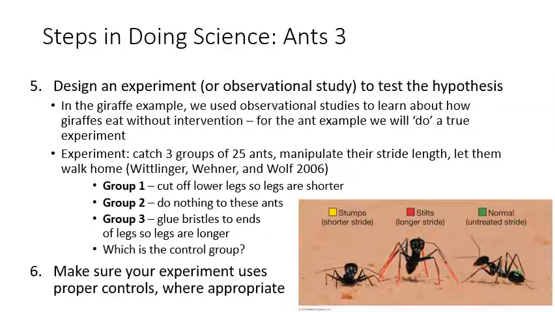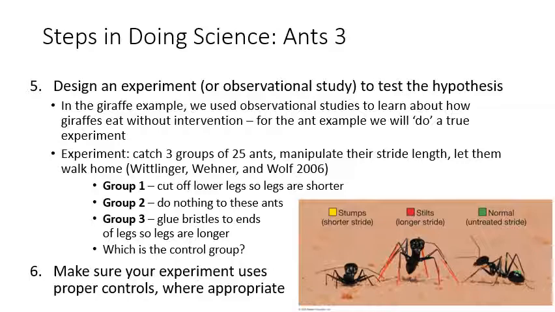So now that you have your predictions from your hypothesis, you would be ready to design an experiment to test that hypothesis and see if those predictions come true. When we looked at the previous example with the giraffes, we didn't actually do an experiment. It was an observational study, or rather, those scientists did an observational study, Young and Isbell. But in this case with the ants, we get to do an actual experiment where we manipulate a variable and then measure the results in controlled conditions.